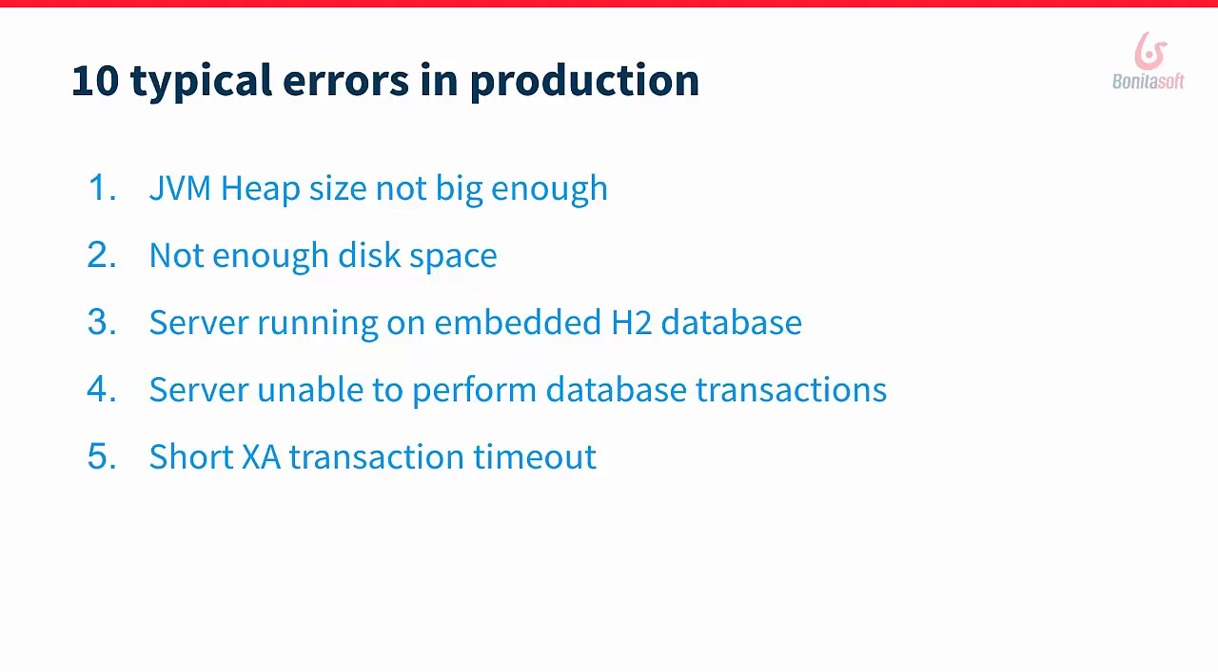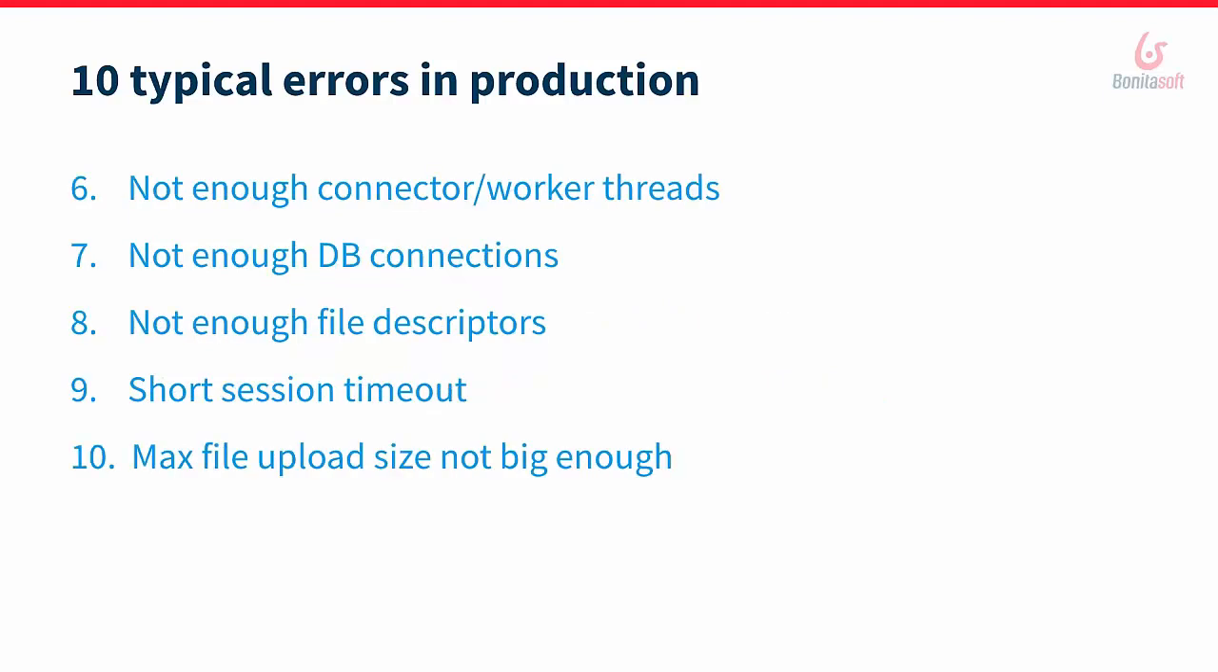Everything will be failing. Then another error that we see often is that you don't have enough connector and worker threads. This will cause slowness on the process execution. Just as a reminder, since 7.9, connectors and worker threads are totally asynchronous.